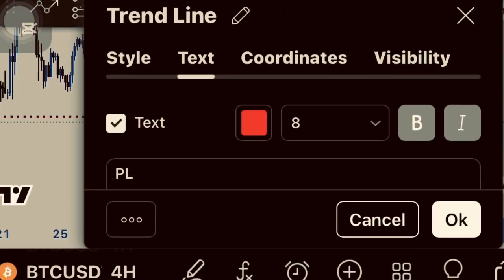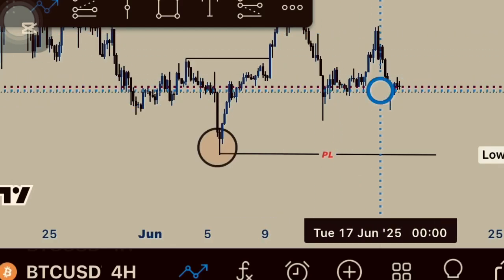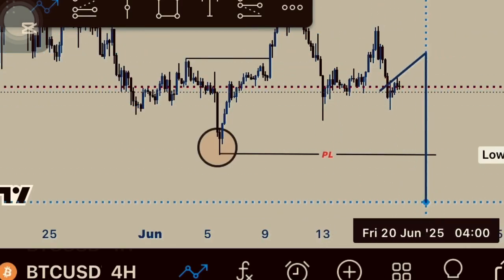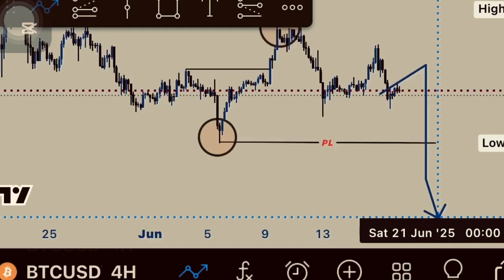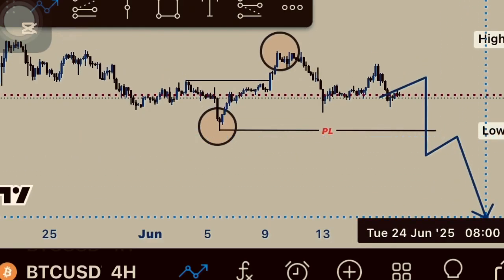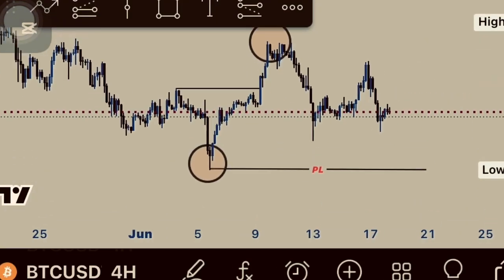Whenever this low is taken out, so let's say the market comes back to take out this low, this is a change of character. So we have changed the trend. Once we see this happen, all we are going to do is sell. Right now this hasn't happened, so the trend is still valid.